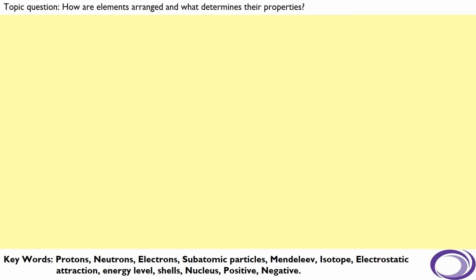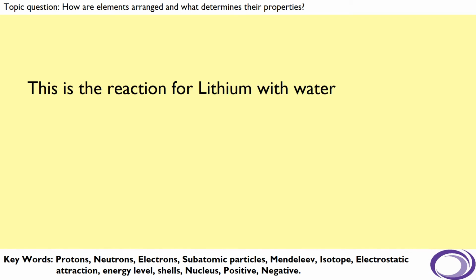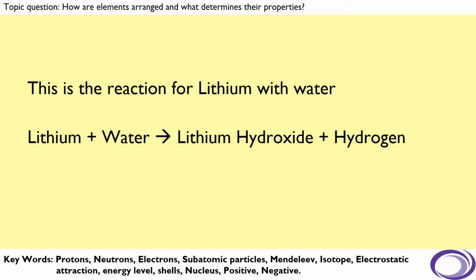So the word equation for the reaction of lithium with water is lithium plus water forms lithium hydroxide plus hydrogen gas. Now that can also be represented as a symbol equation. So we could have 2Li plus 2H2O forms 2LiOH plus H2.